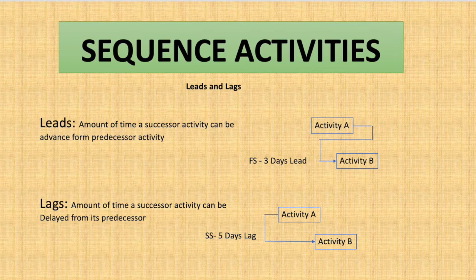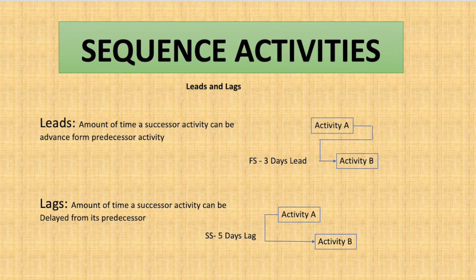So this is lag. And for lead, say we have two pieces of equipment to install. Installation of the first equipment is activity A, installation of the second equipment is activity B. We cannot start installation of the second equipment until we have installed our first equipment.